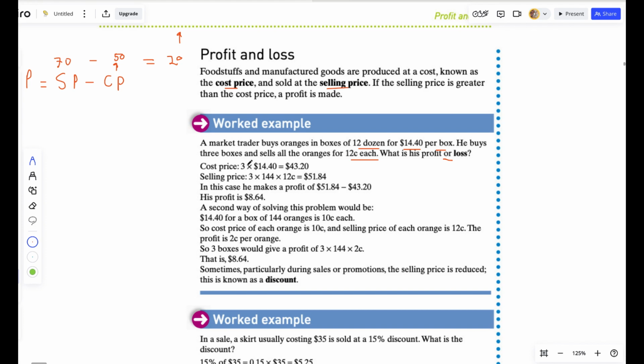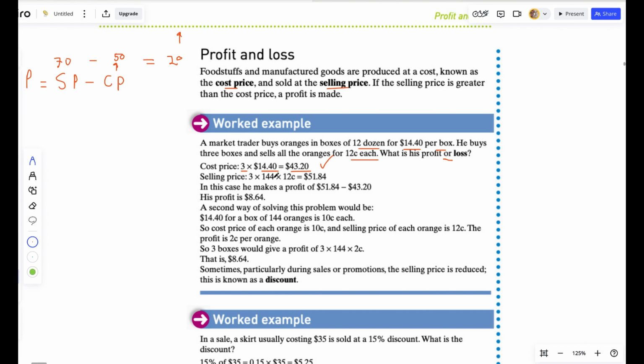First of all, he buys 3 boxes. Let's know how much he spent in buying the 3 boxes. The cost price is 3 times the amount for one box, which is $43.40. This is the amount he spent in buying 3 boxes. Now, the selling price, remember he's selling at 12 cents. The selling price will be 3 times, if you multiply this by 100, it will be 144, right?